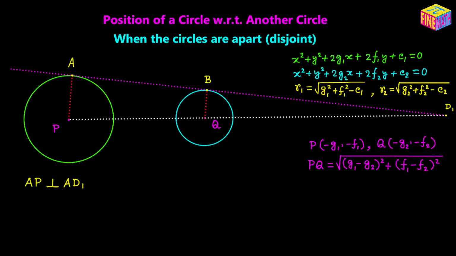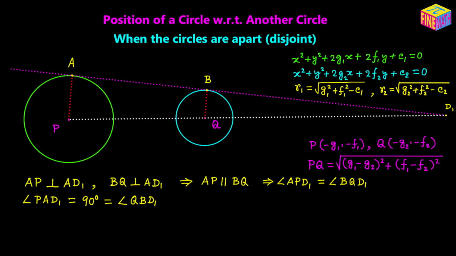We know that radius is perpendicular to the tangent. So in this case, we can say AP will be perpendicular to AD sub 1. And similarly, BQ will also be perpendicular to the direct tangent. Here we have two line segments which are perpendicular to the same line. That means these two line segments will be parallel. I mean AP and BQ, they will be parallel to each other because they both are perpendicular to the AD sub 1 line. So from here we can say that angle APD sub 1 will be equal to angle BQD sub 1. They will be corresponding angles. And also angle PAD sub 1 will be equal to 90 degrees because we know radius is always perpendicular to the tangent. And similarly angle QBD sub 1 will also be 90 degrees.